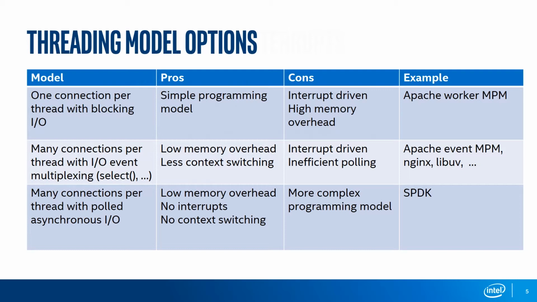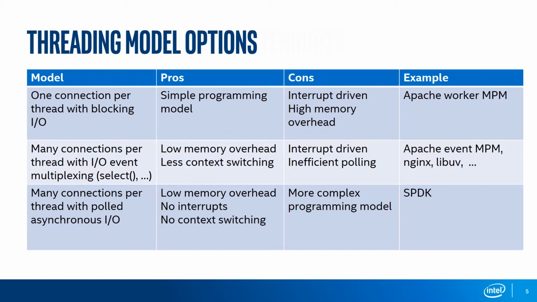But it means that you have a lot of overhead in terms of memory and context switching and interrupts, right? Because each thread is only servicing one connection, and as soon as you block, now you need to switch over to another thread and throw away your entire TLB and all the other issues to do with context switching. So one example of that would be the traditional Apache worker MPM.